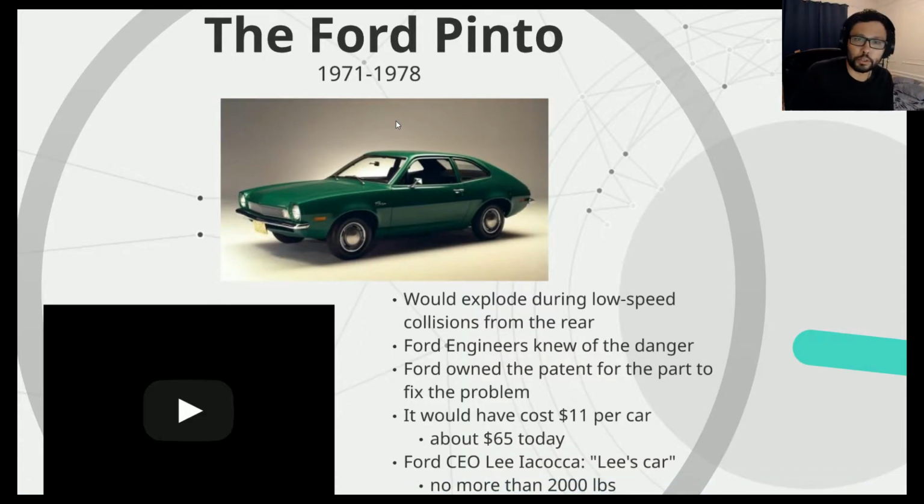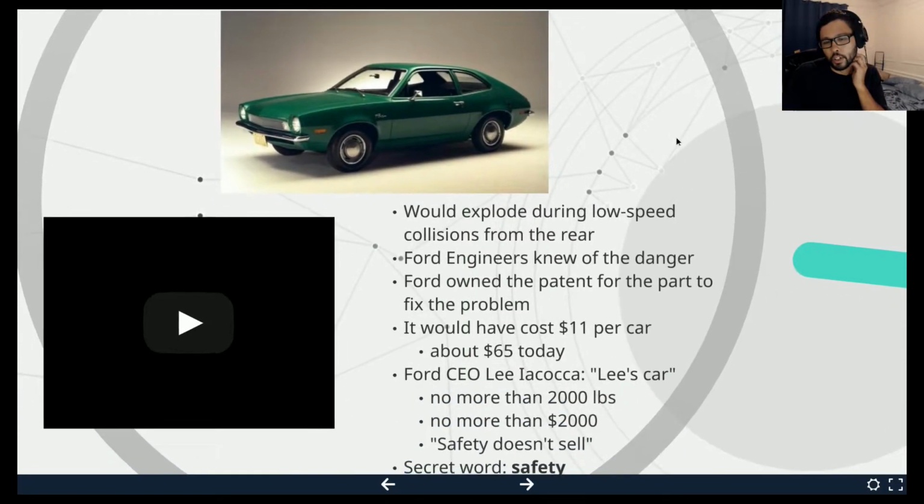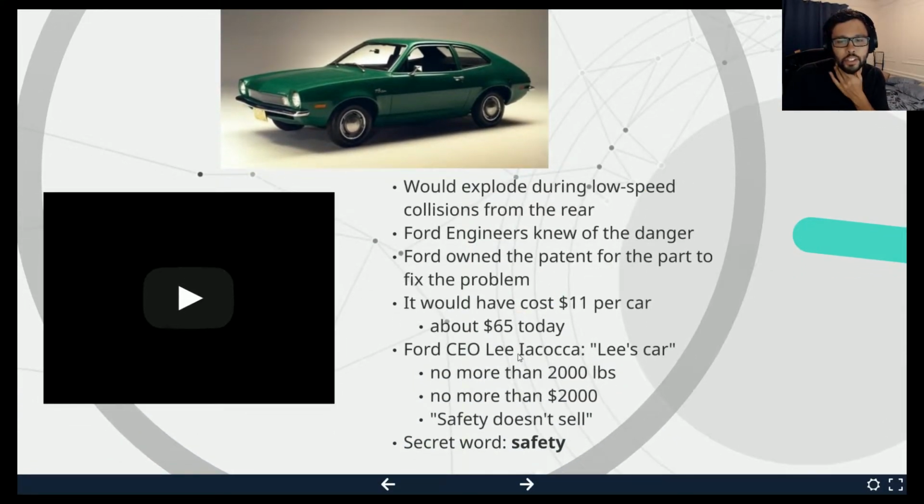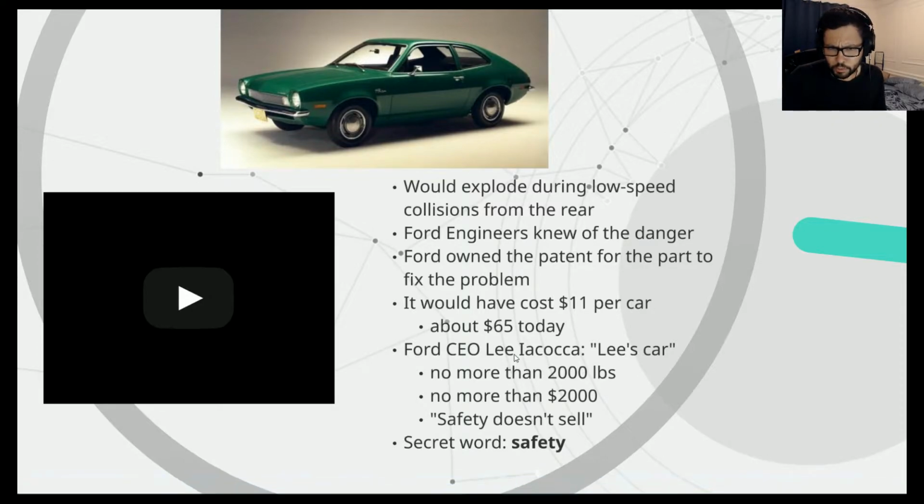So they pushed through this Pinto. The Pinto was Lee Iacocca's personal mission. Lee Iacocca was the CEO of Ford, and the Pinto was called Lee's car. Lee wanted that car on the market today, and he had some constraints on how it was going to be built. In particular, he wanted it for no more than $2,000 and no more than 2,000 pounds. Right? He wanted it light. He wanted it cheap.